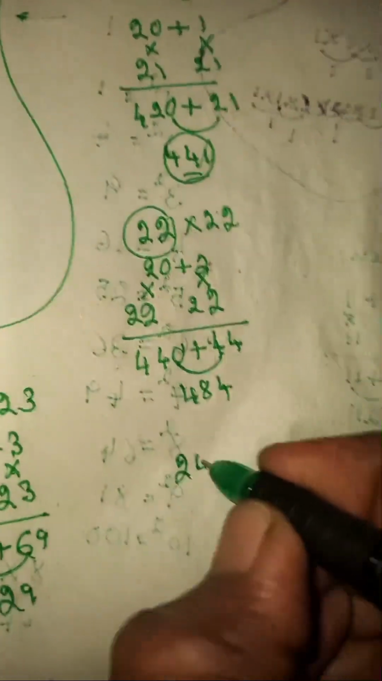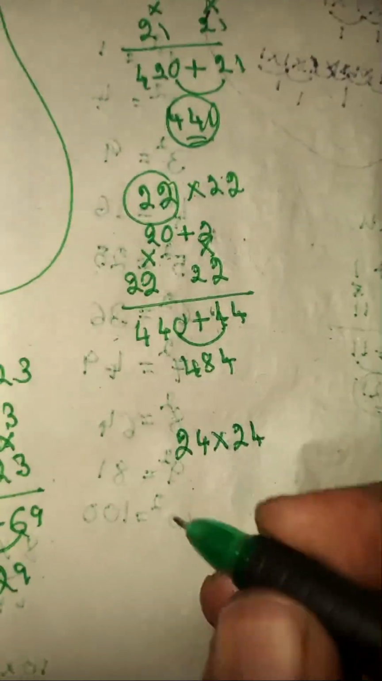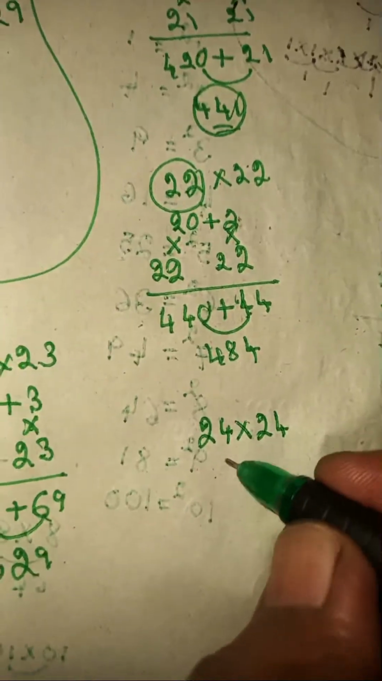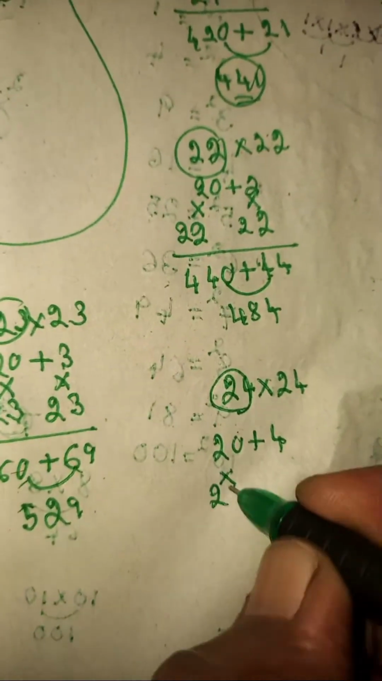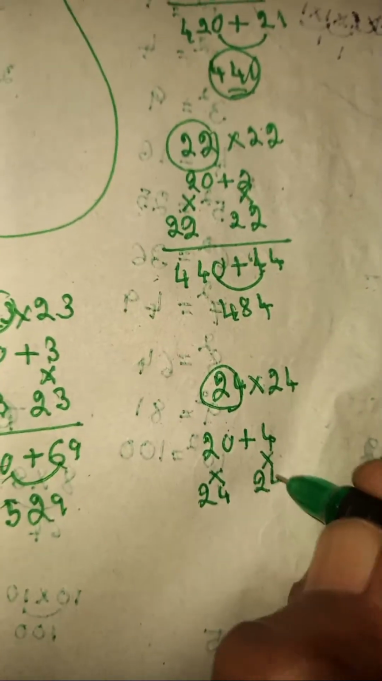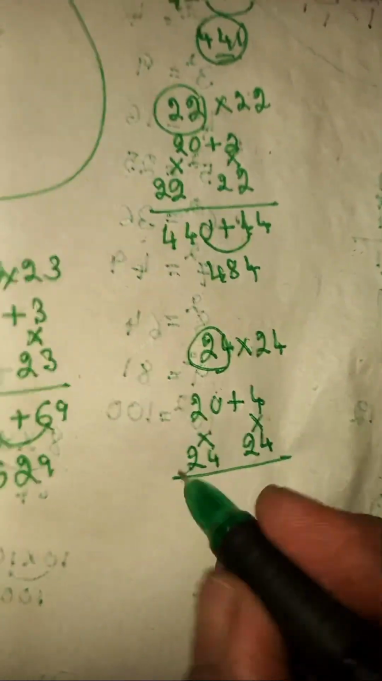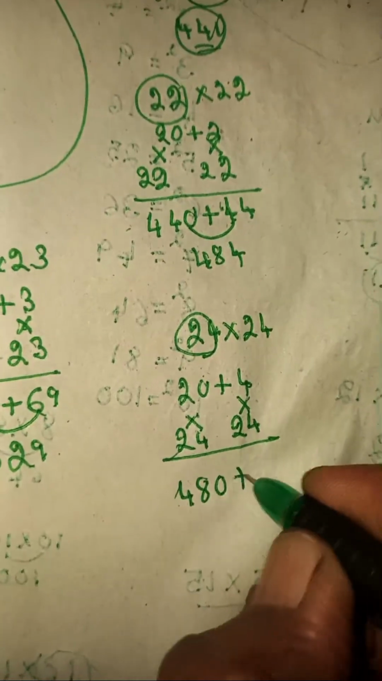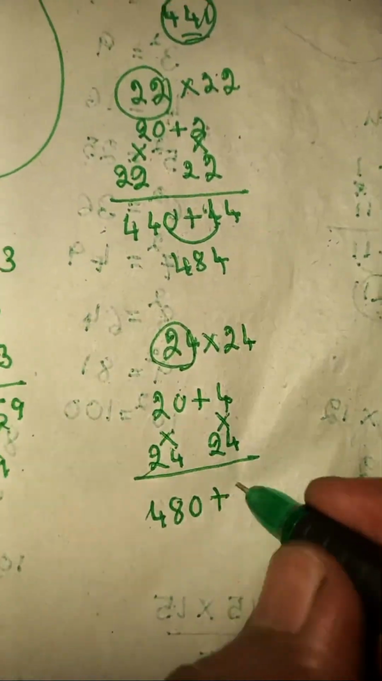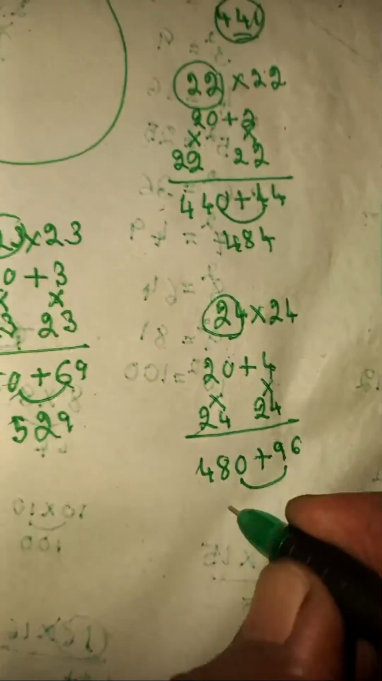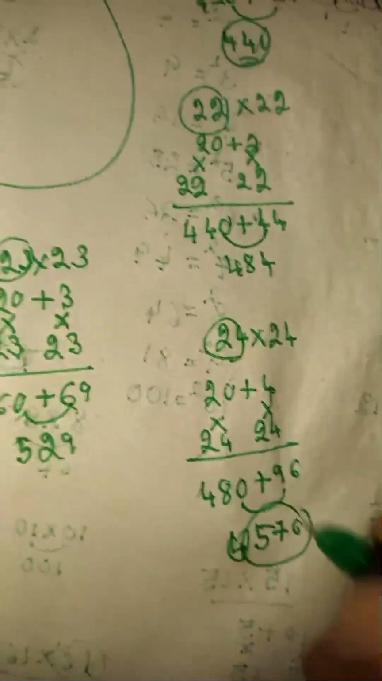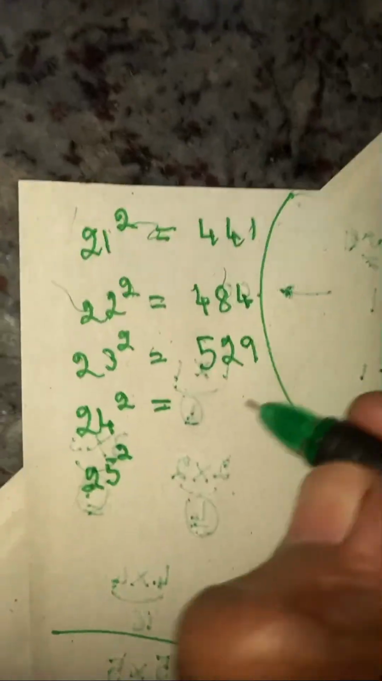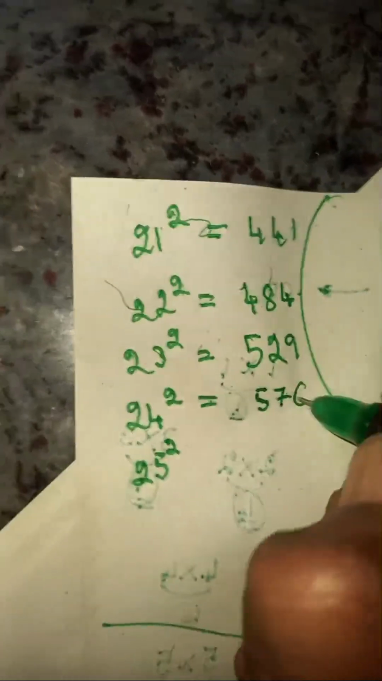And let's do 24 square. Here 24 times 24, you can multiply this one easily. Split this 24 as 20 plus 4. Here also 24, and here also 24 you multiply. 24 times 2 is 48, so it is 480, plus 24 times 4 is 96. When you add it, it is going to become 576. This complete thing, write it as 576.